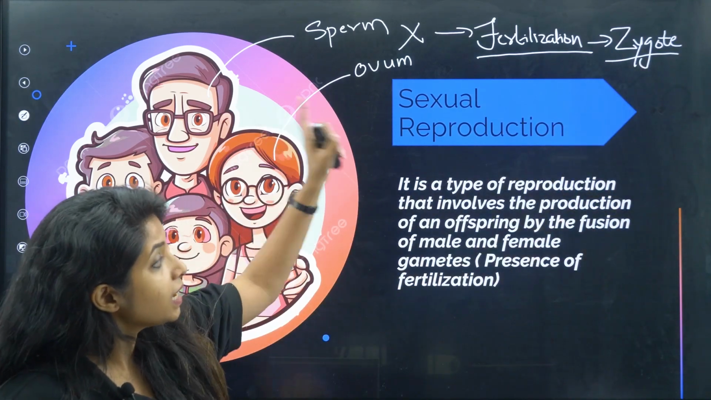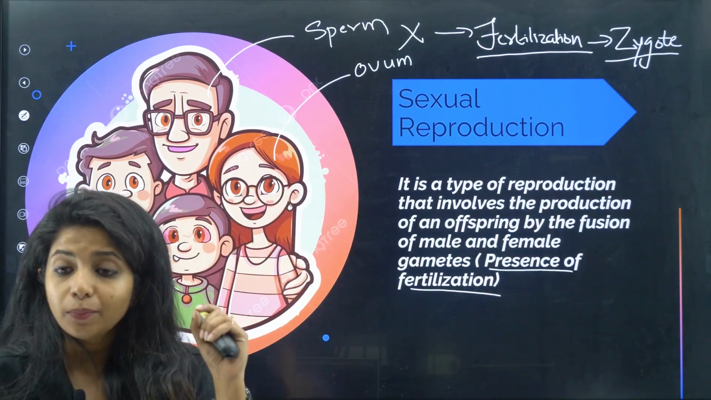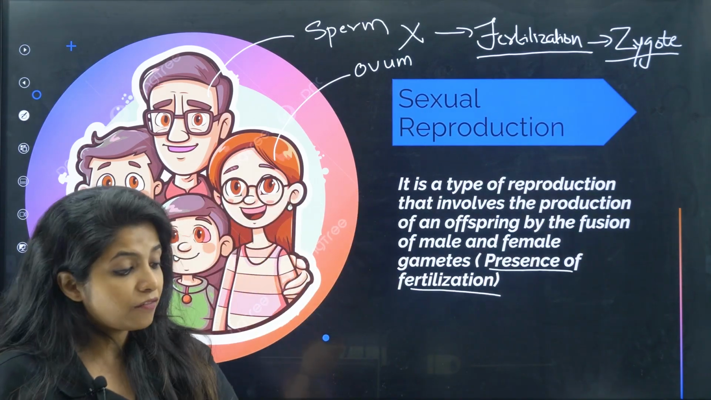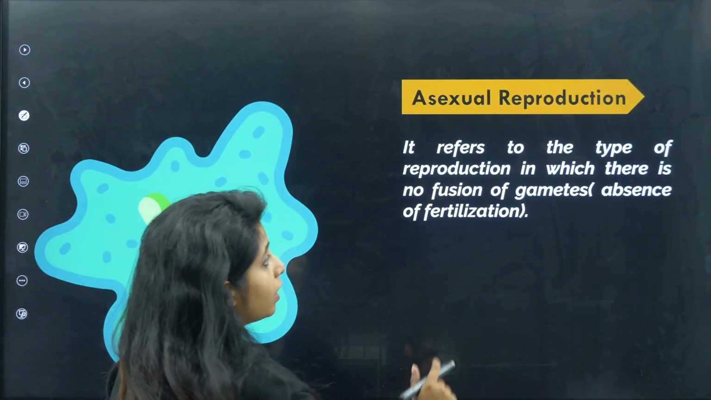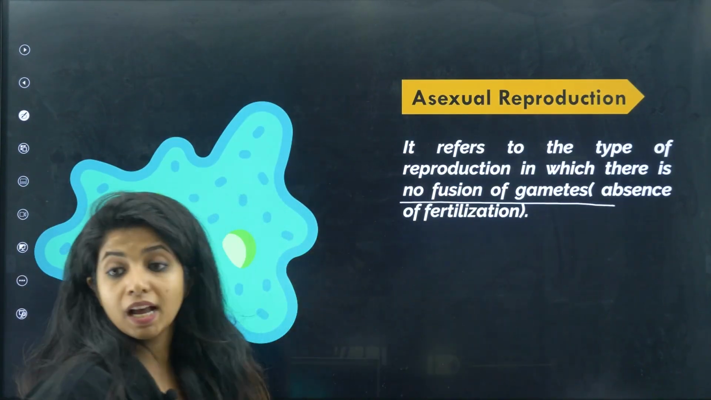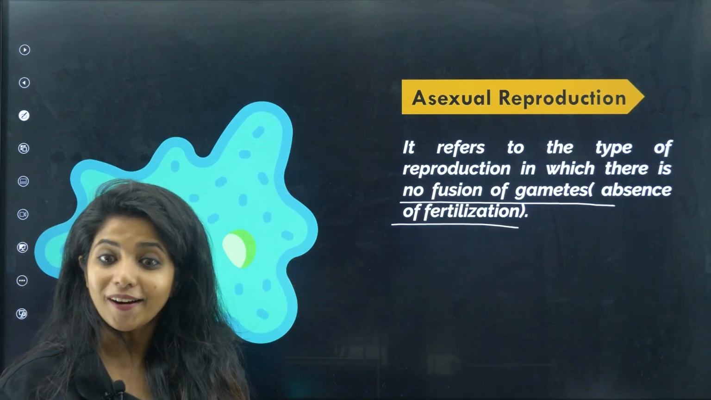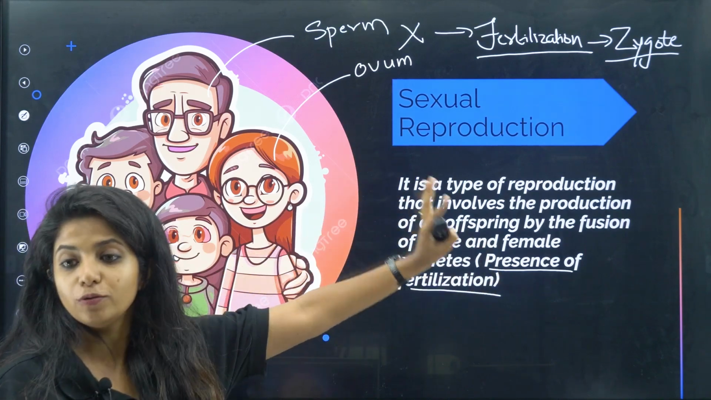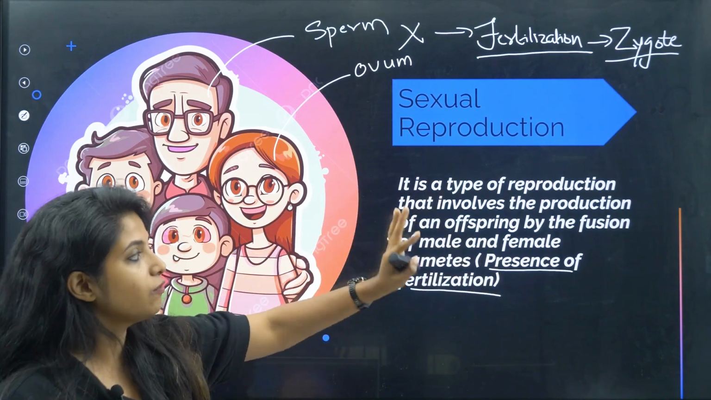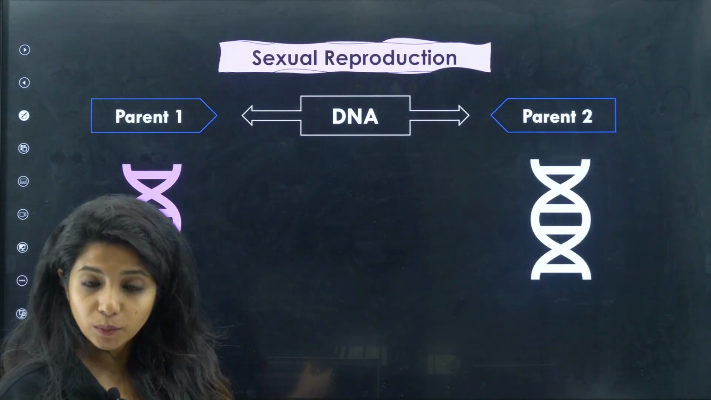So basically in sexual reproduction, there is presence of fertilization. The female and the male gametes are going to fuse. Whereas when you talk about asexual reproduction, there is no fusion of gametes. That means no fertilization. We'll come to that. As of now, let's talk about the people who do sexual reproduction. Over here, male and female gametes are involved, and there is presence of fertilization. Let's see what happens there.